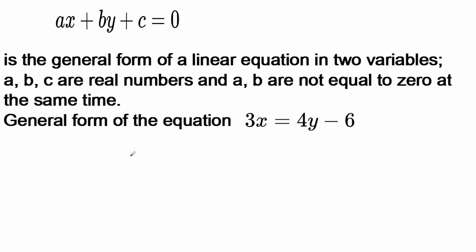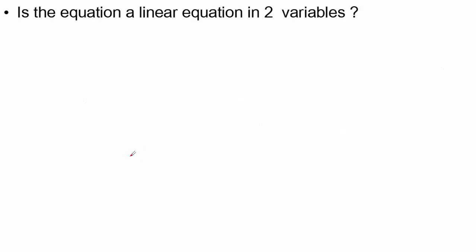Now, the general form of the equation 3x equal to 4y minus 6 is 3x minus 4y plus 6 equal to 0. For making the general form from the given equation, we shall transfer all the terms to one side of the equation and the other side is 0. When we transfer a term from right to left, the sign of the term changes.